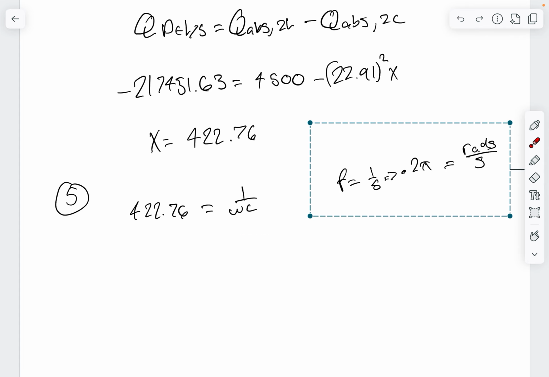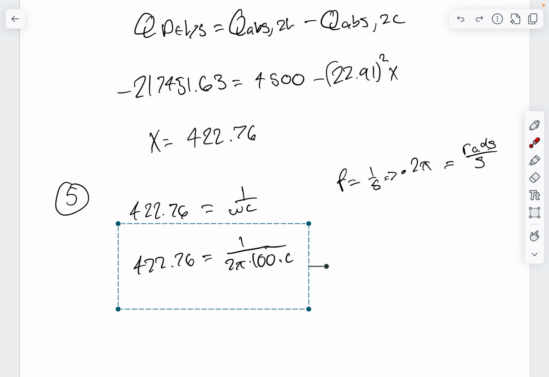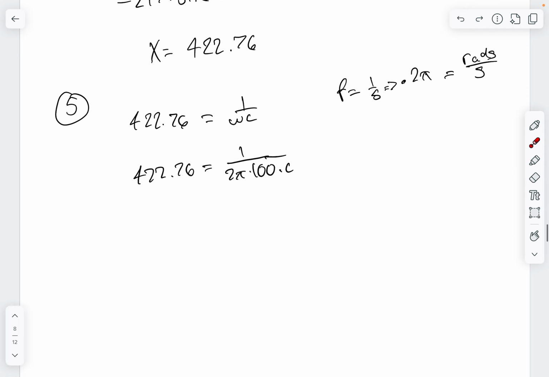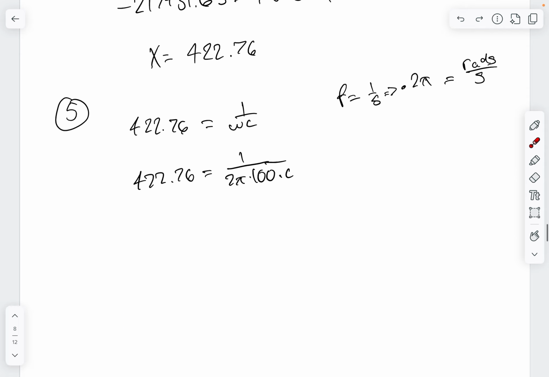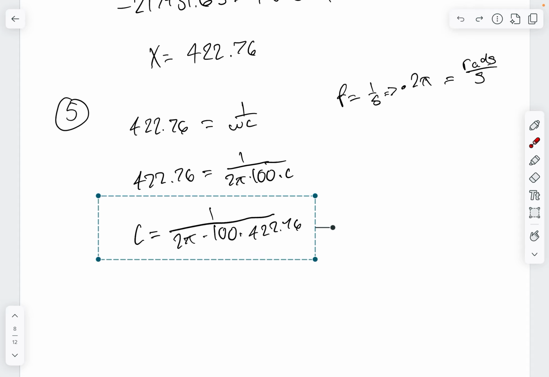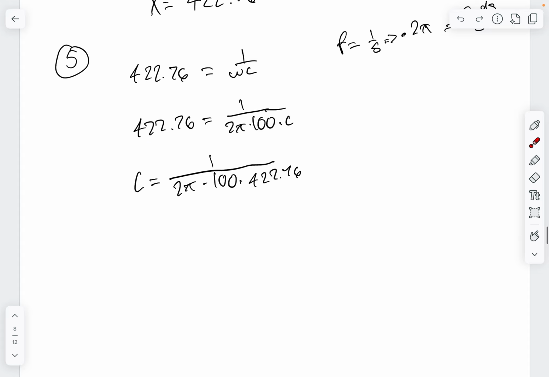We are given the frequency. From there we just multiply frequency by 2 pi. That's how we get radians per second. And then from here we have that equation, and something you can do is multiply C to the side and divide both sides by 422.76, and we get that equation. Once you plug in all the values into our calculator, we get that C is 3.76 microfarads. Perfect. We're right.